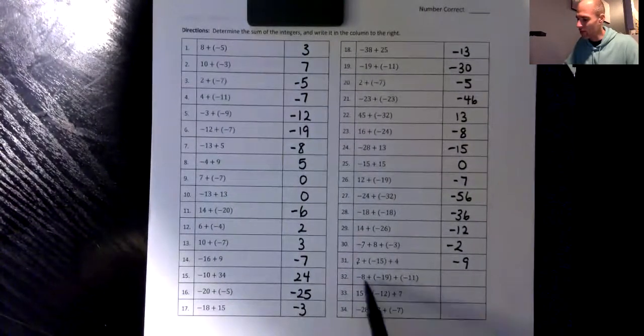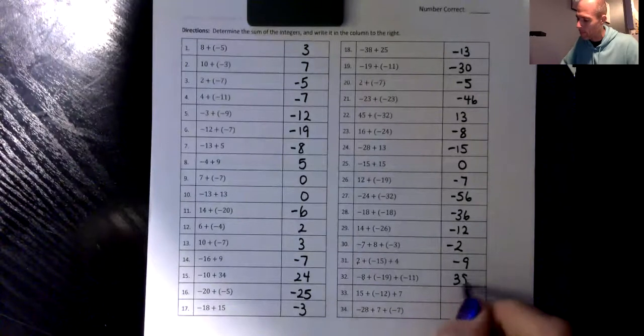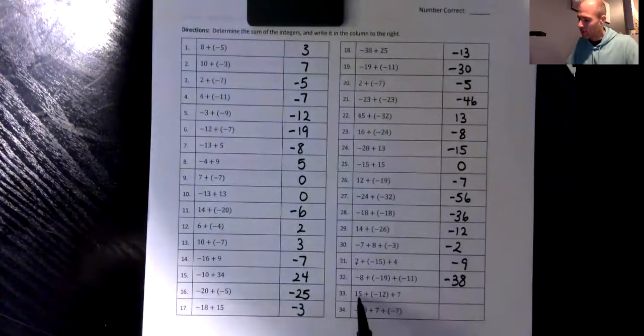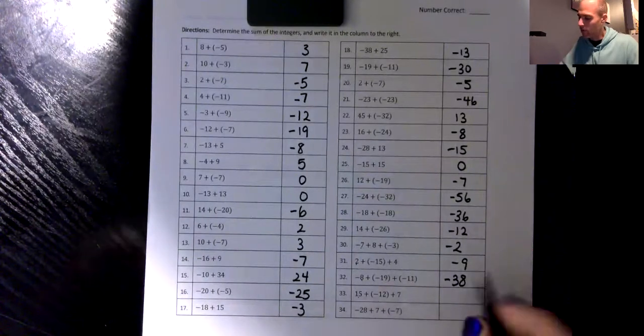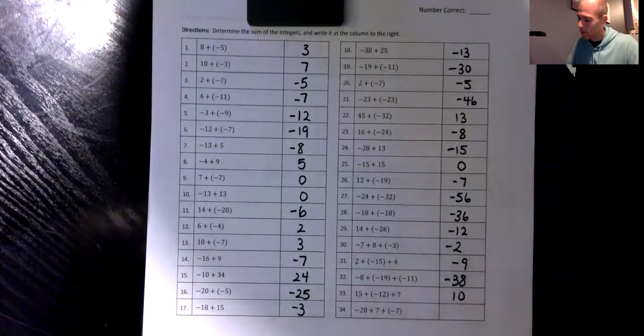19 plus 11 is 30, plus this 8 is 38. Here I'll add the 15 and 7 to make 22. Add that with negative 12 and get positive 10.